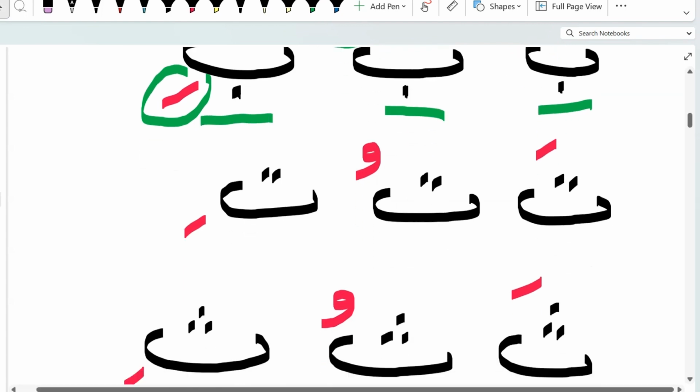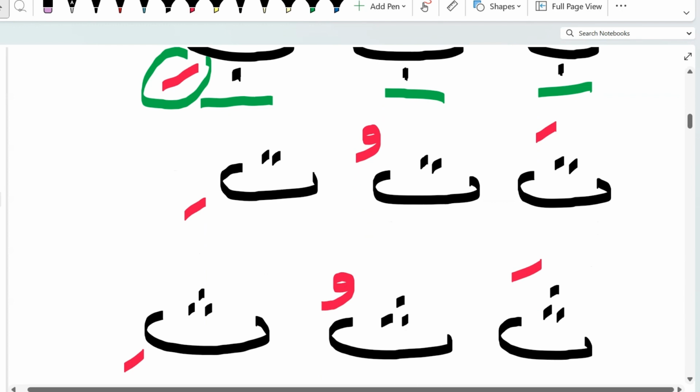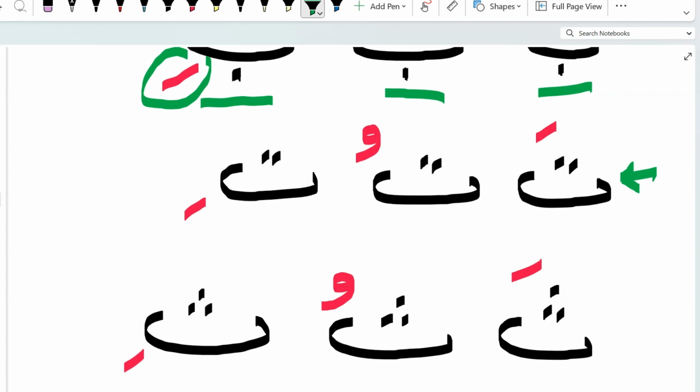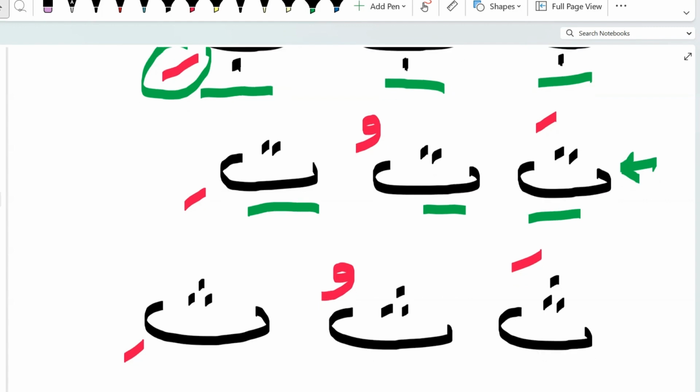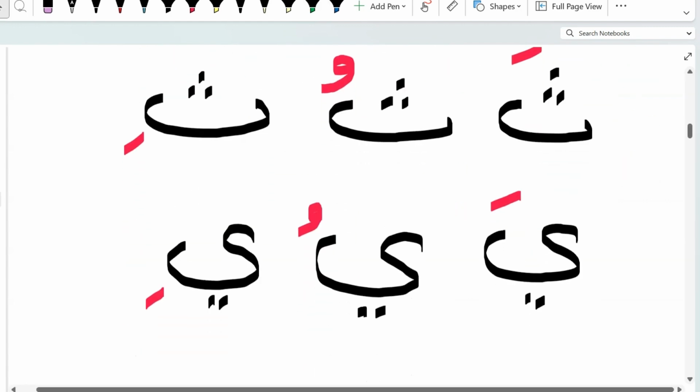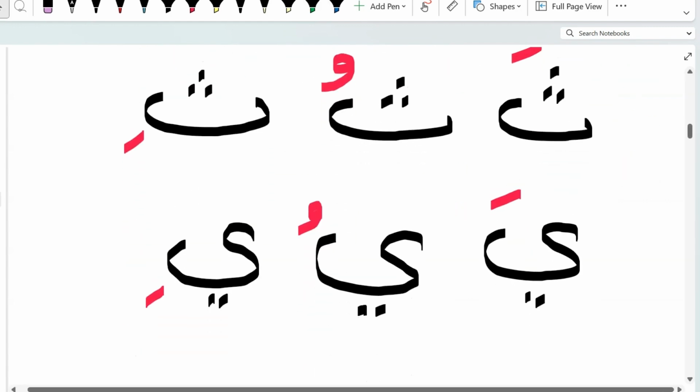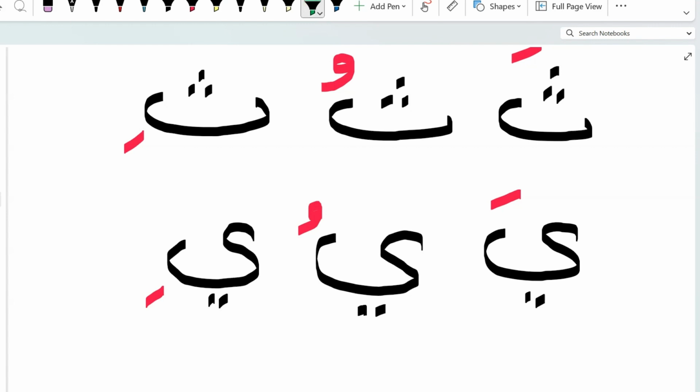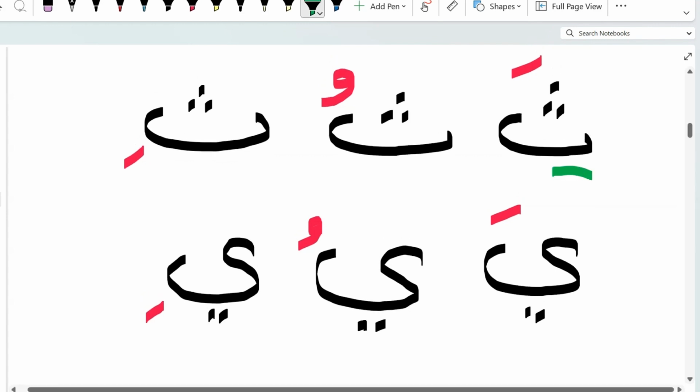Now the second letter right here is t. It's the plate with two dots above it. And we have ta, tu, ti. The next letter is a plate with three dots above it. It's like the English th, as in thing. And with the harakat, it is tha, thu, thi.